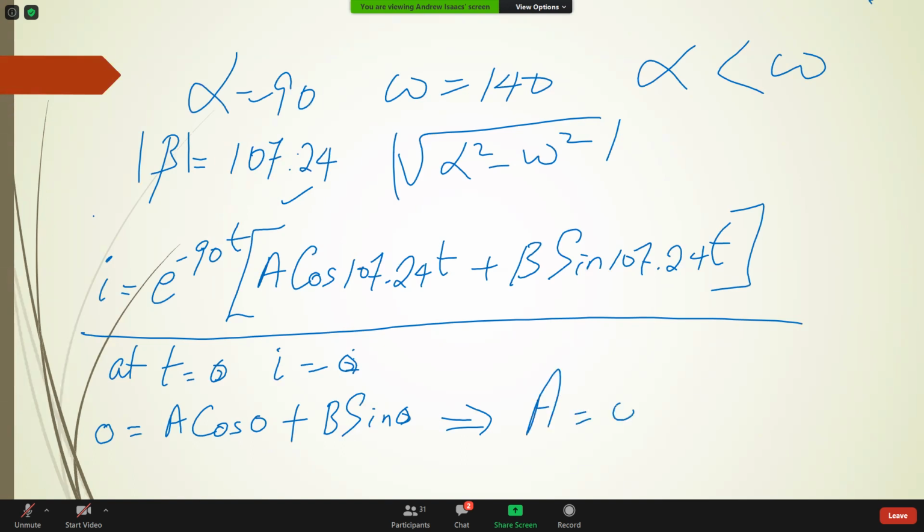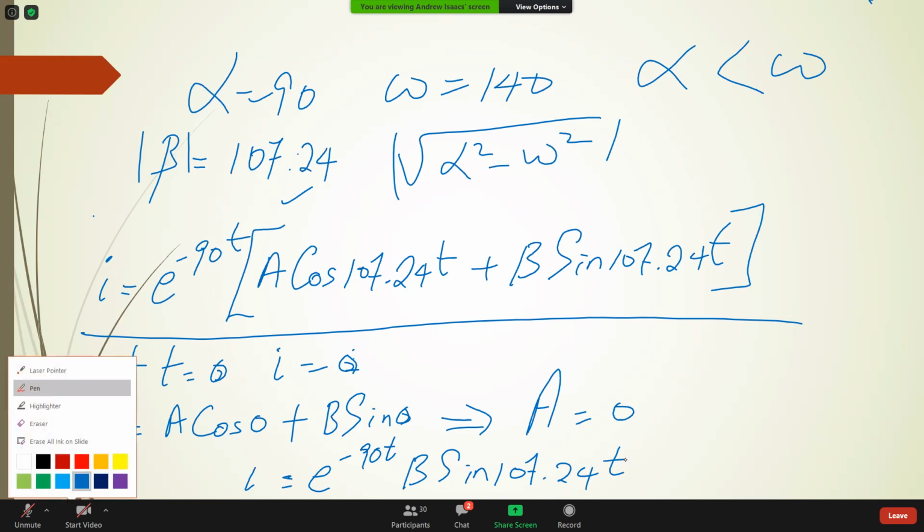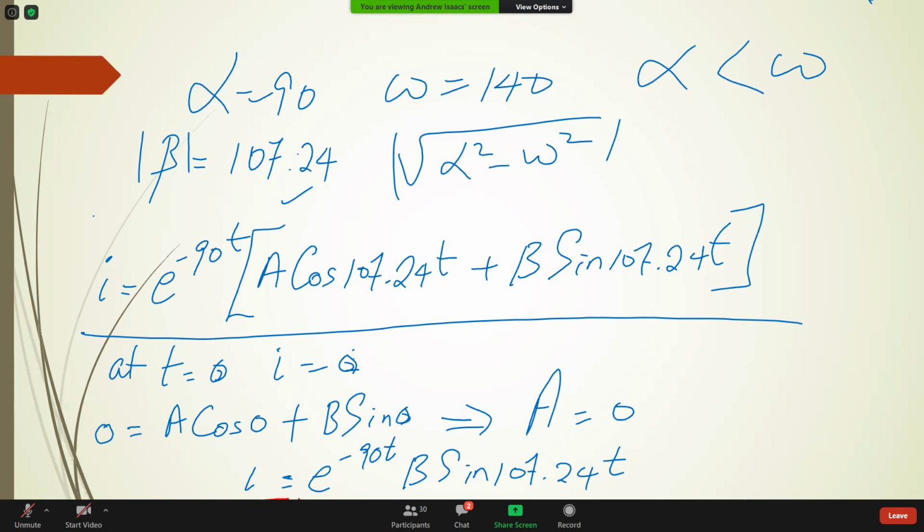So A equals 0. So what we are left with is that I is equal to e to the minus 90t. So I can now rewrite my expression because I know that A is equal to 0. Yes? What we have not determined is B. So I get e to the minus 90t B sine 107.24 t. Is there anybody who is unclear as to how we get this?